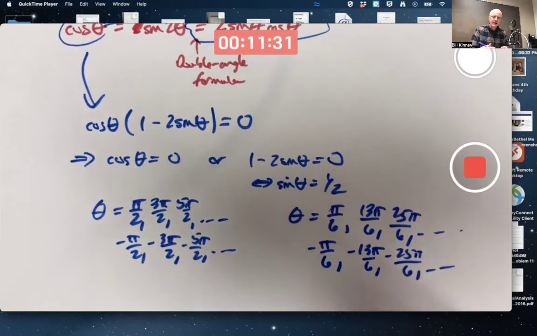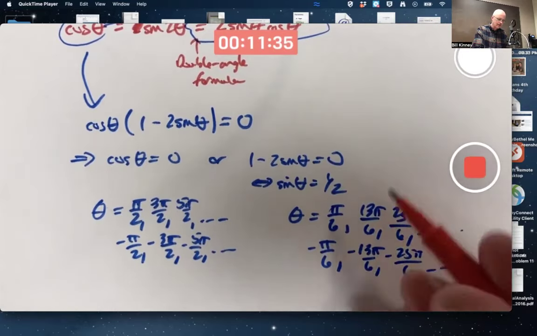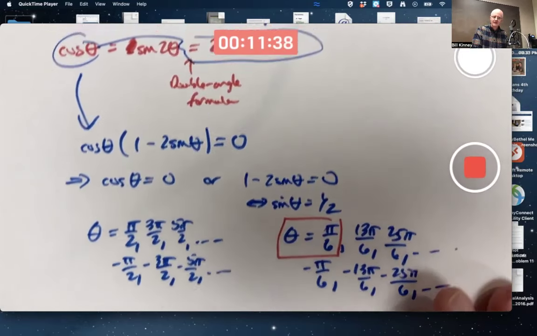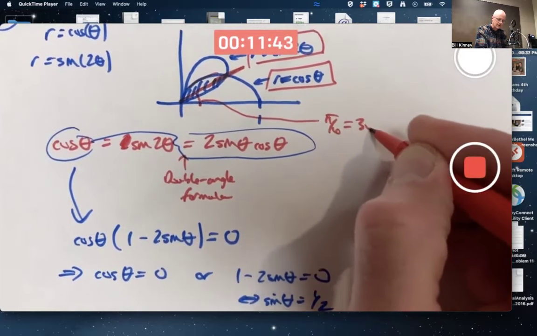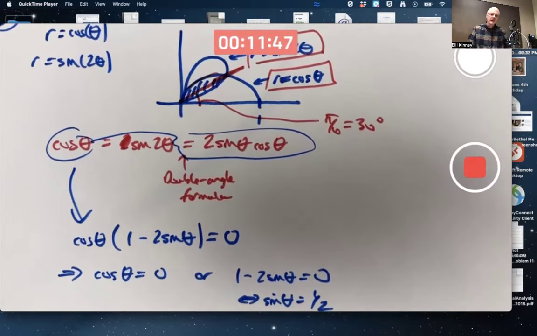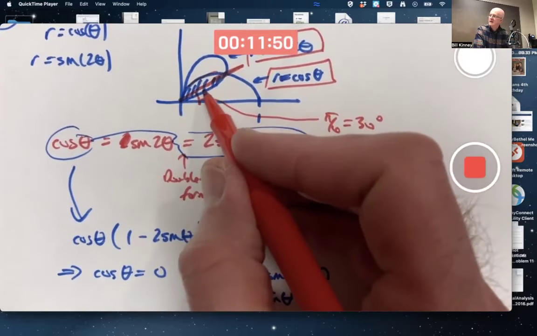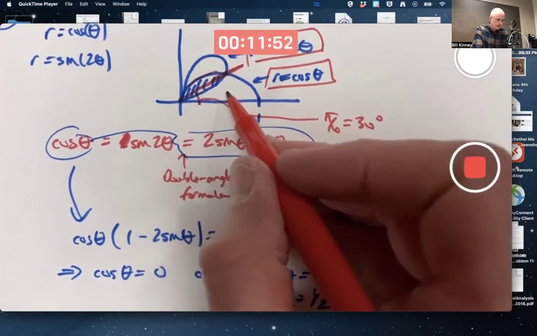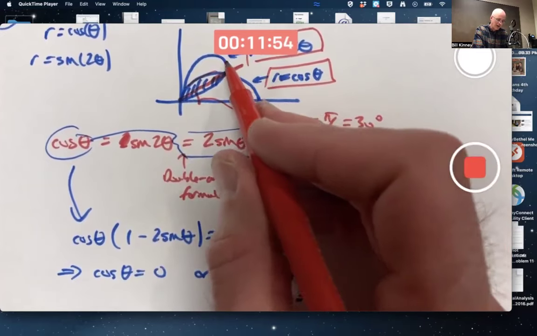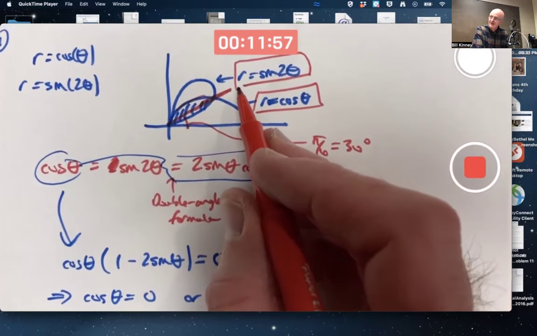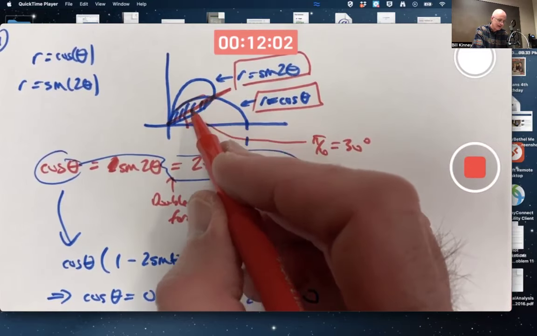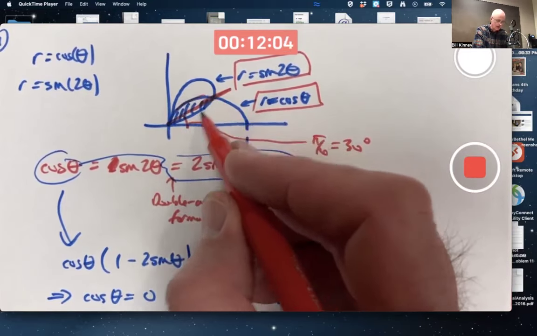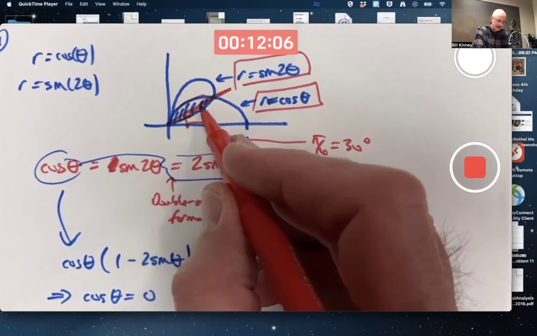But of all these infinitely many answers, we only need one of them, pi over 6. That's the one that's drawn. Pi over 6 there, 30 degrees. So the integral for the lower area swept out by the upper curve, so to speak, right? R equals sine 2 theta is this curve right here. That's the upper curve, so to speak, up here, but it's the lower curve down here, but it's sweeping out this area as the angle varies.